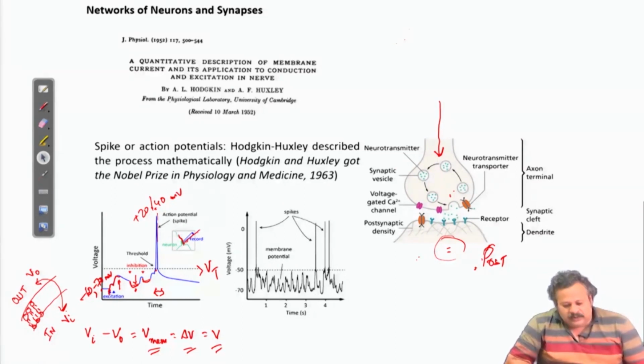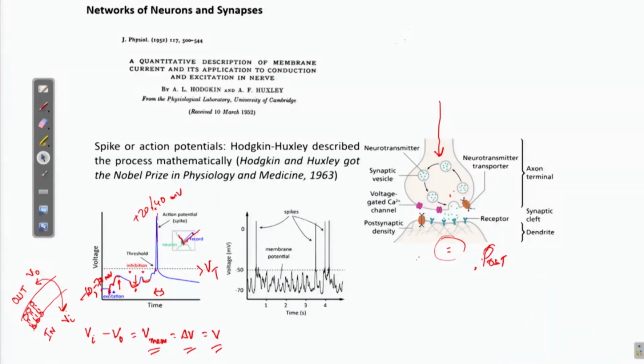So, with this we come to the end of the lecture on the structure of networks of neurons and synapses, and we will carry on in the next lecture with information flow in the nervous system.